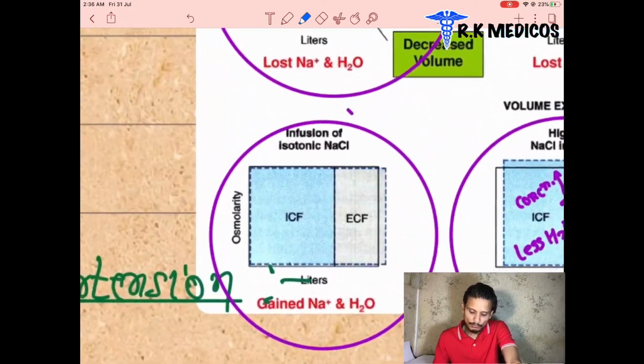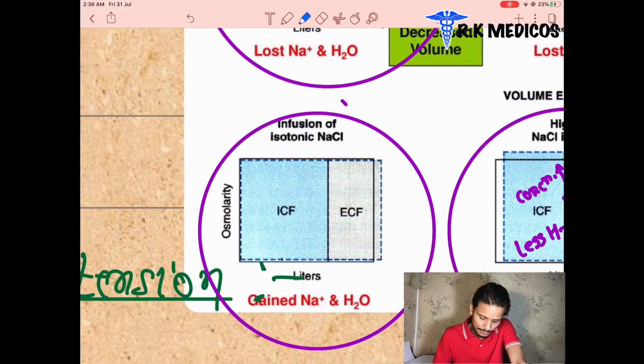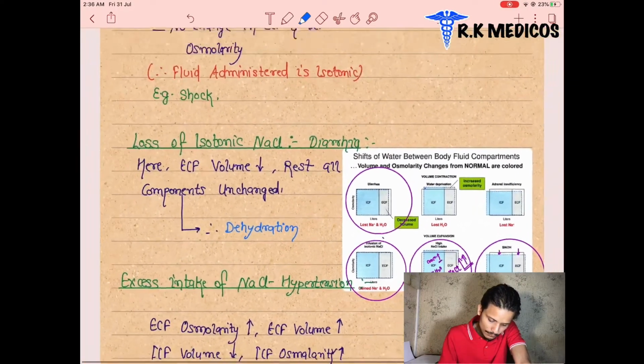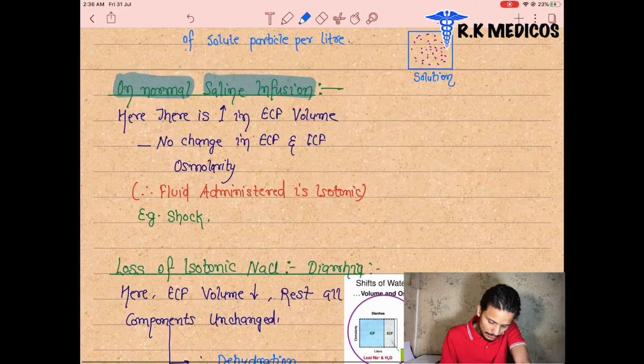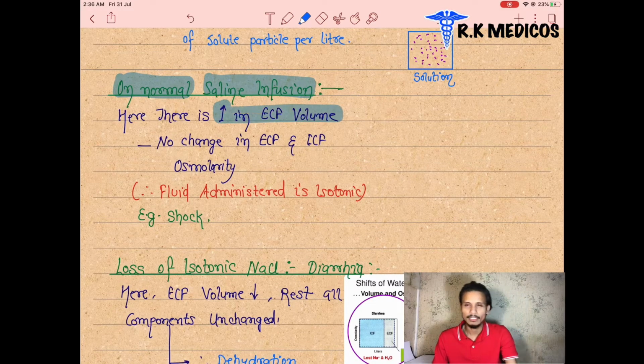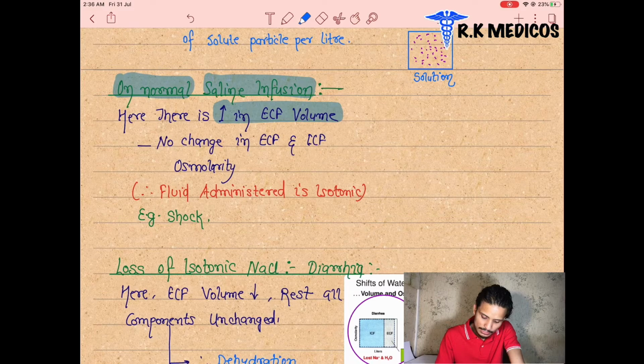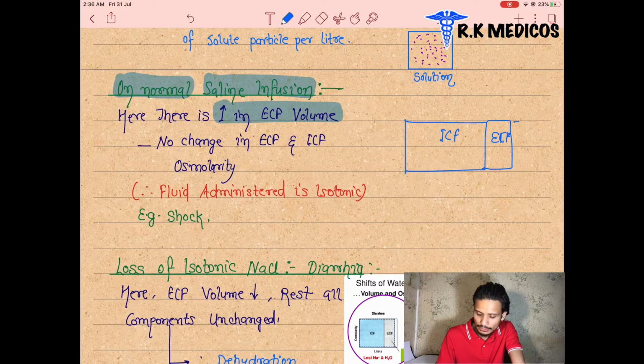You can see what happened in the first case when we are going to infuse the saline: an increase in extracellular volume. Now you can imagine, suppose that this is the cell, the intracellular fluid, and this is the extracellular fluid, and this extracellular fluid is going to be increased here, like this much.